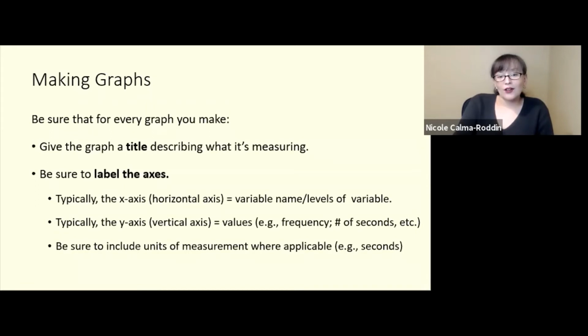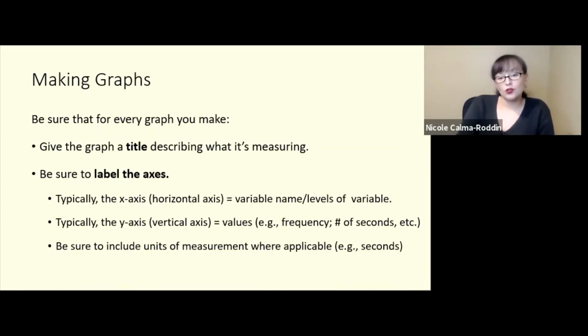When we're making graphs, we want to make sure to always do a couple of things. We want to make sure to give our graphs a title, describing what it's measuring and what's going on in the graph. We also want to make sure to label our axes, particularly for our x-axis or horizontal axis. We're going to give the variable name or the levels of the variable. And our y-axis or vertical axis is where we're always going to have our values, whatever those values may be, whether that's frequency, number of seconds, or something else.